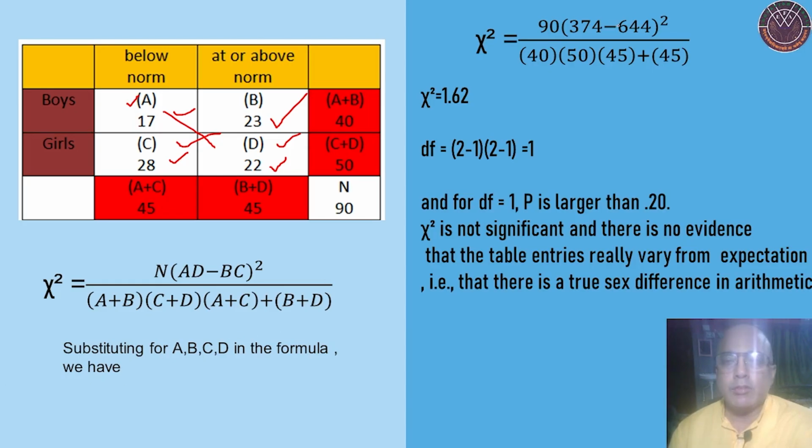So putting these values, you will get the total 90. AD is 17 into 22, which is 374, and BC is 28 into 23, which is 644. So you get the chi-square value. This is one changed formula. You can use this one also to calculate the chi-square value.